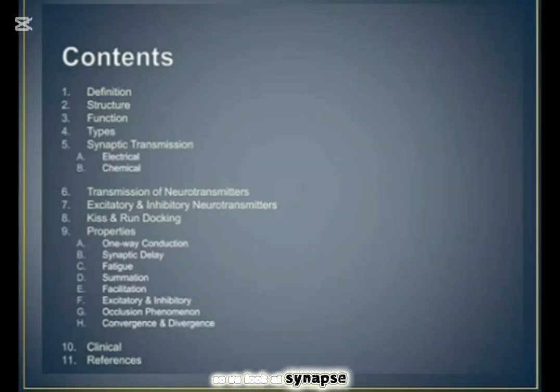So we'll look at synapse under the following headings. First, we want to look at the meaning of synapse, the structure of synapse, the function, the types, and transmission of action potential or synaptic transmission. After that, we'll look at the properties of synapse and some clinical correlates. Alright? So we begin with the definition.